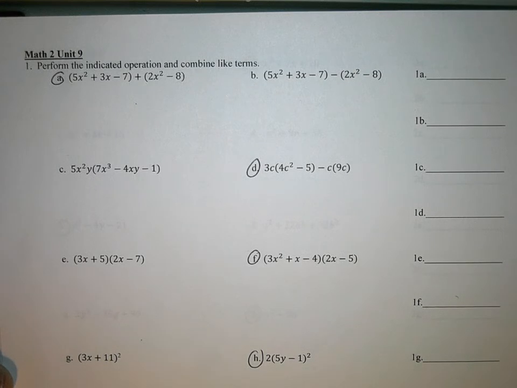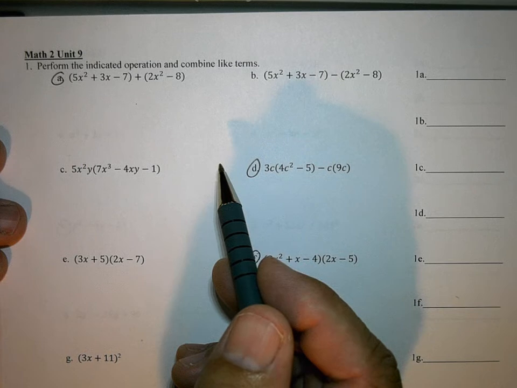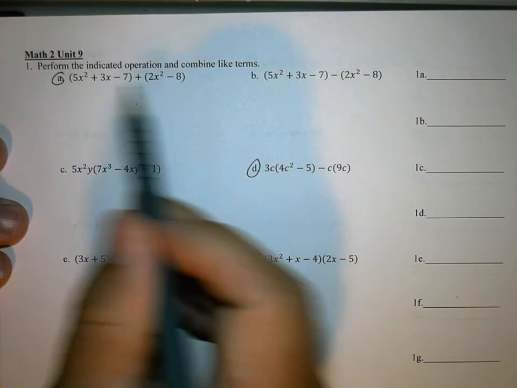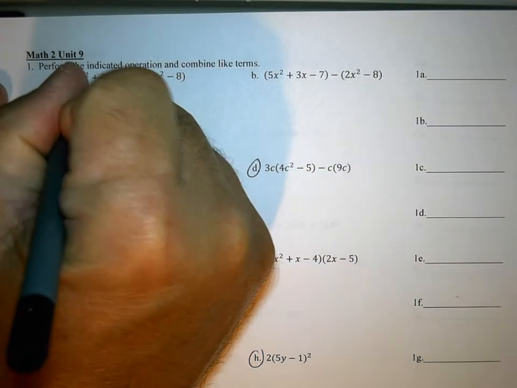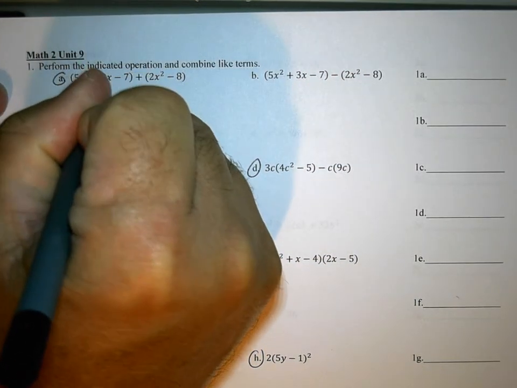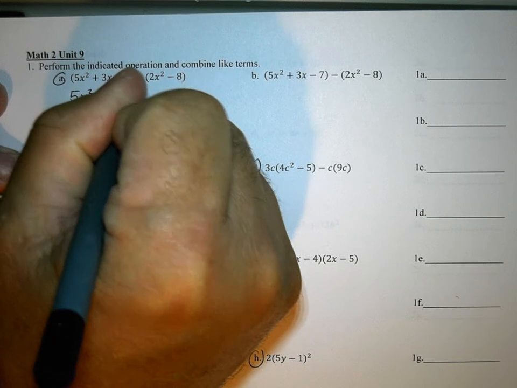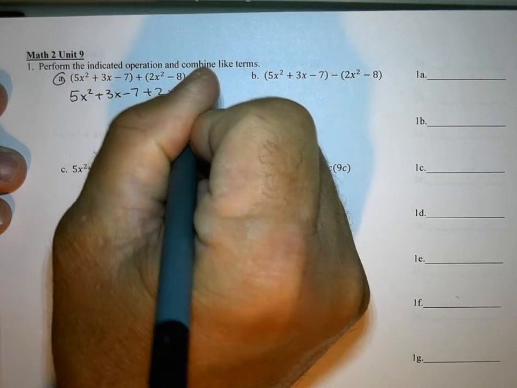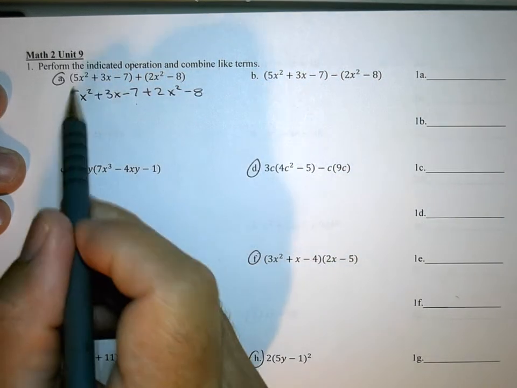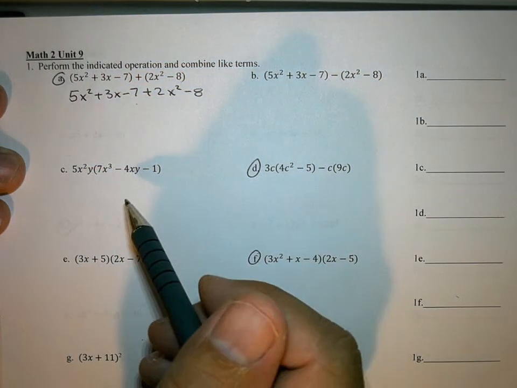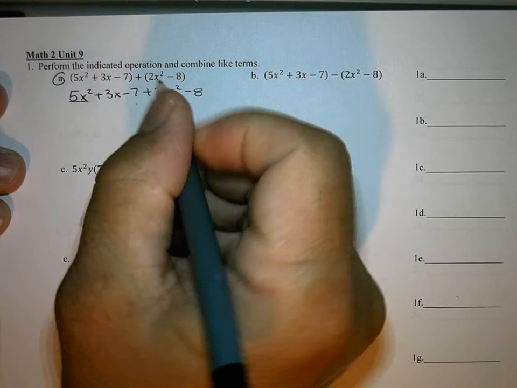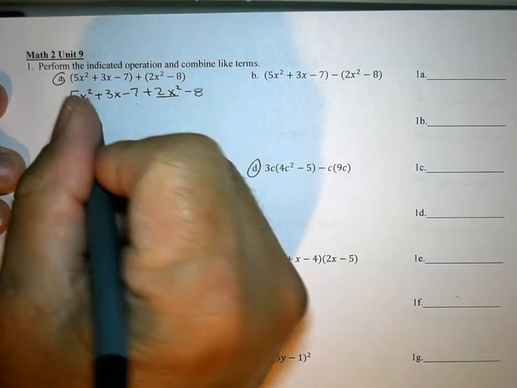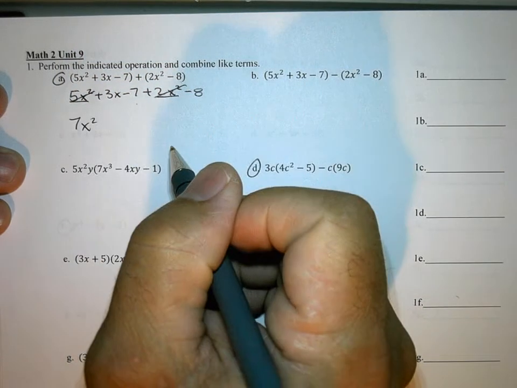Okay, A and B on this worksheet are basically combining like terms. Here we don't need to do anything. We could literally pretend that the parentheses are not there. Normally I wouldn't even rewrite it, but I just want to make it clear. So I'm just ignoring the parentheses. Now I'm combining like terms. 5x squared plus 2x squared is 7x squared. Combine them, cross them out.